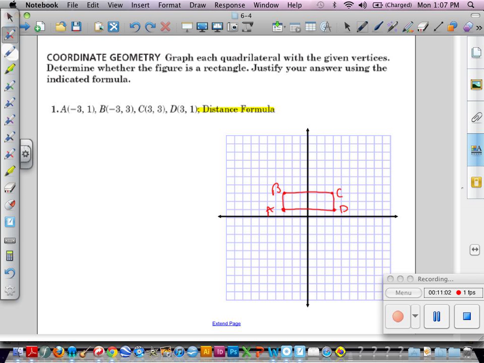You've got to use your distance formula. So some of you are saying, should I do distance of sides? Well, if you know the sides are equal, it could be a parallelogram, or it could be a rectangle. So sides is not the way to go. You need to do the diagonals, guys, diagonals.